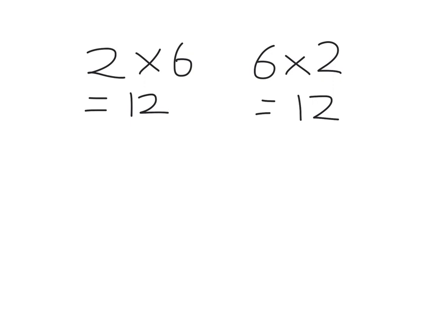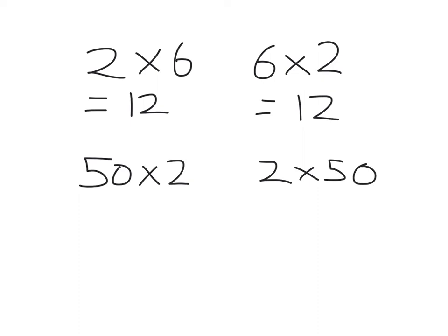And we've also talked about how changing the order can make the question easier to work out. So 50 groups of 2, if we change that to 2 groups of 50, that's easier for us to work out the answer.